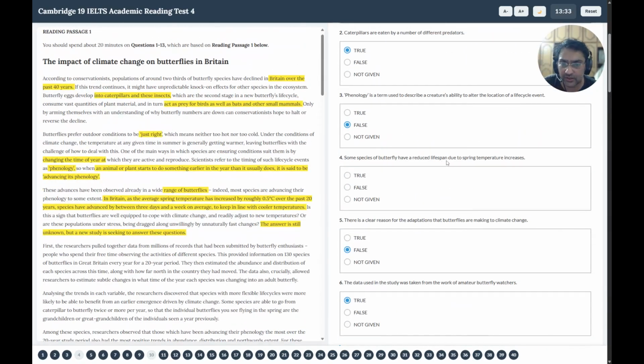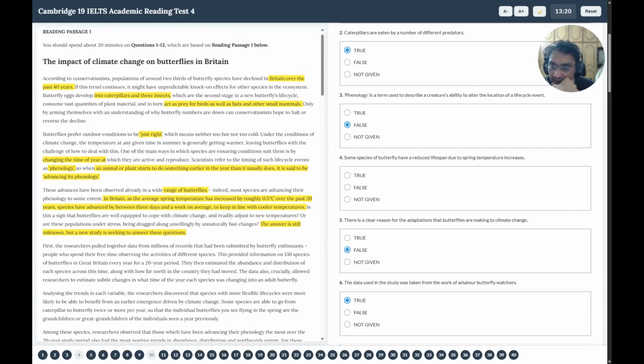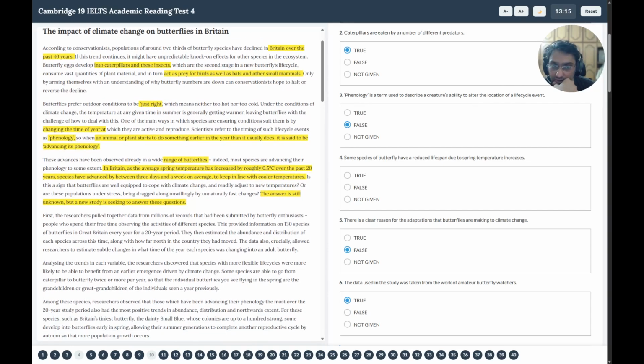Some swing butterflies have reduced lifespan due to spring temperatures. There is a clear reason adaptation the butterflies are making to climate change. So these could be the reasons, and this is phenology. Not given, because there is no mention of reduced lifespan specifically related to increases in spring temperatures.